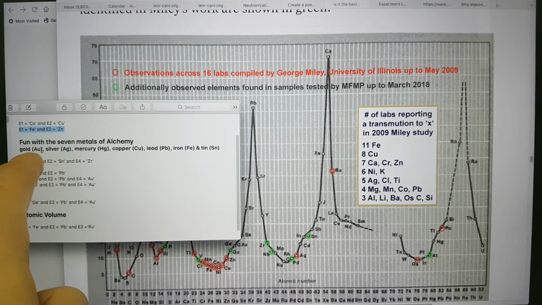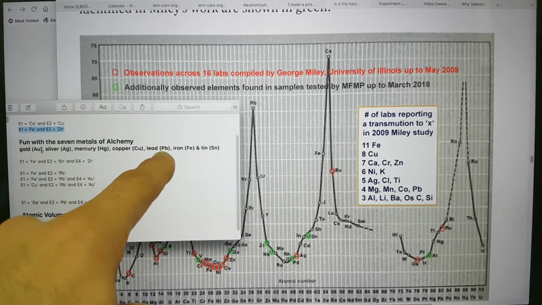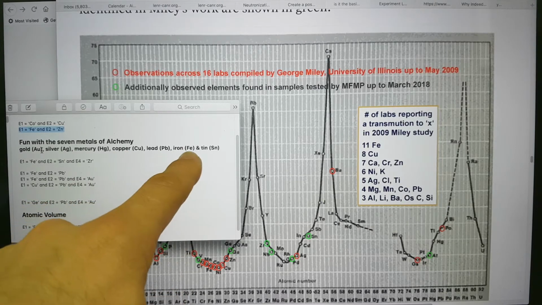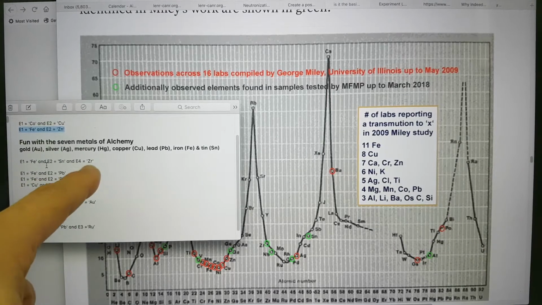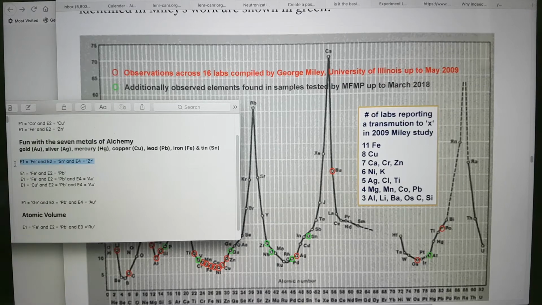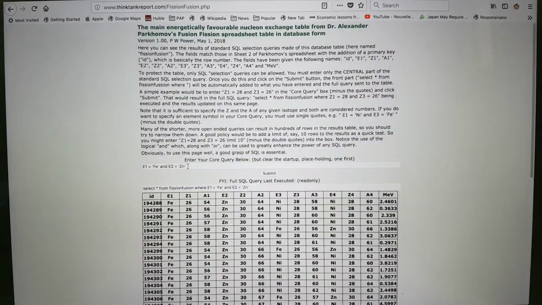Yeah, and his foil was producing gold, silver, lead, and obviously it had iron in there already. Anyway, I'm going to try a few of these. Just before we go to that, I want to put in zirconium here because we've seen a lot of zirconium. So I'm going to put in iron and tin and see what we get.